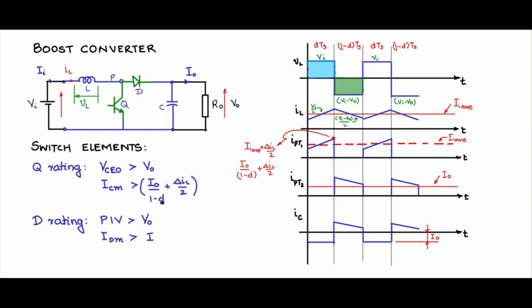And ID maximum is like here. You have IPT2, the max point is the same, I naught by 1 minus D plus delta IL by 2. So all other currents like average and the RMS currents can be calculated from the wave shapes. So this would be the way you choose the ratings for the semiconductor switches of the boost converter.